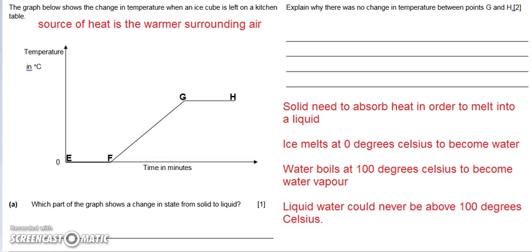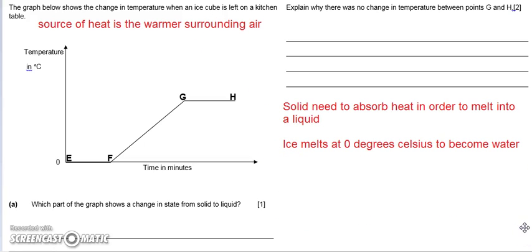But because, this is very important, the source of heat in this question is only the warmer surrounding air, it could never reach 100 degrees Celsius. Why? Because the temperature of the surrounding air is only between 25 to 30 degrees. So let's put it at its maximum, 30 degrees Celsius. Okay, so ice melts at 0 degrees Celsius. Room temperature is about 30 degrees Celsius.